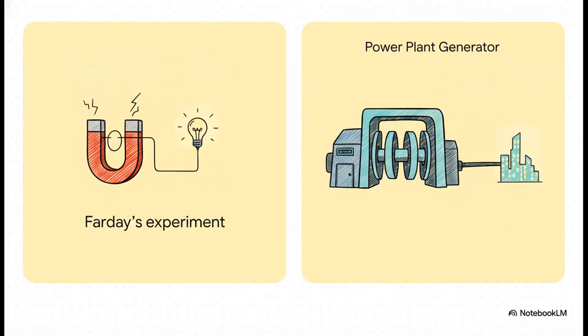Just look at this comparison. It's kind of mind-blowing. On the one hand, you've got Faraday's simple little experiment: a wire and a magnet. And on the other, a generator from a power plant. It's the exact same principle. But instead of one little wire, you have massive, heavy coils of it. And instead of a fridge magnet, you have giant, incredibly powerful electromagnets. Same idea, just on an epic scale.